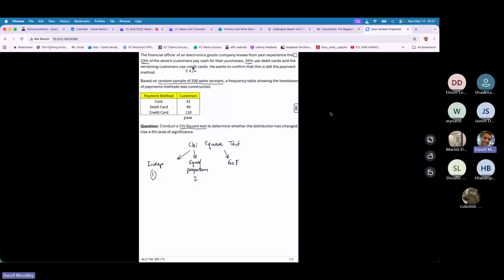What you need to know is that the goodness of fit test assesses whether a distribution has changed. That's what the GOF test does. If you read the question, it says test whether the distribution has changed, so you know you need to use this test. That's how you identify whether to use the goodness of fit test. Okay, so let me just clear this out and then we'll start going through the calculations to answer this question.